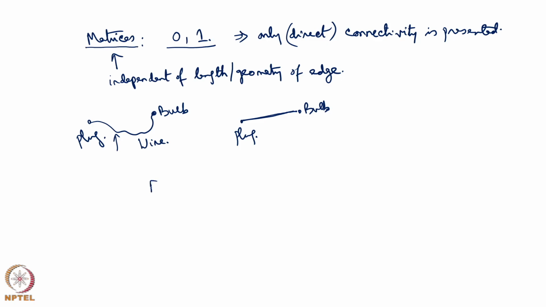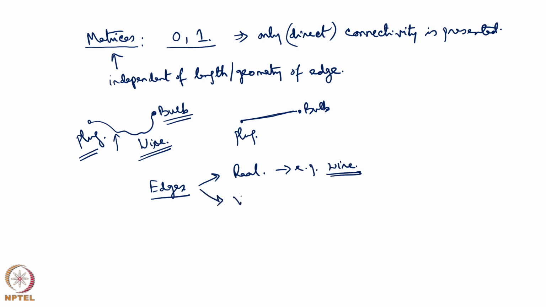Now, once we have studied edges, we have seen two possibilities. Edges can be real. An example is that there is a plug and then there is a bulb and then there is a wire. Example is a wire. It has a physical presence. Or edges can be virtual. That means, let us say, friendship. Friends are not connected by any wire. An example of a virtual edge can be the chemical bond.